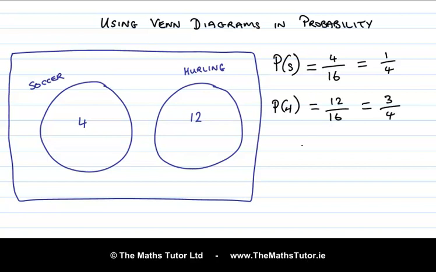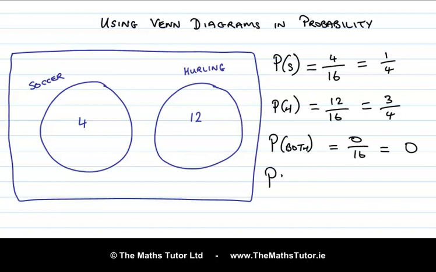If I pick a person at random, what's the probability of picking someone who plays both sports? We can see from the diagram that there's no one in this group who plays both of these sports. So that's 0 out of 16, which is 0. So the probability of picking someone who plays soccer and hurling is 0.